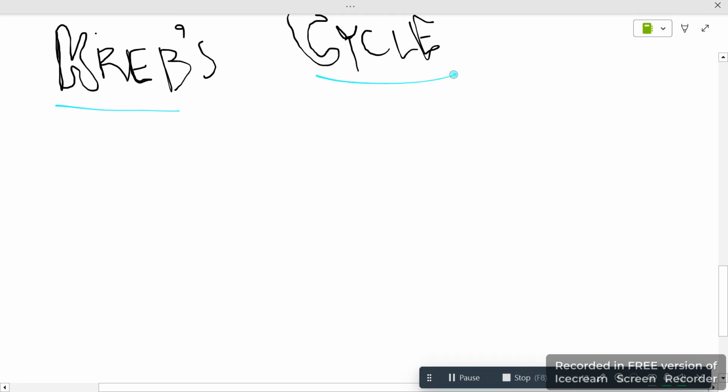This cycle is also known as the citric cycle because the first product you will see of the cycle is citric acid, so it could be called the citric acid cycle as well. And the scientist who discovered this was Sir Hans Krebs, so the name of the cycle was also given after him, Sir Hans Krebs.